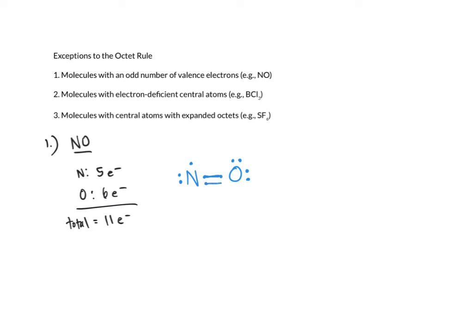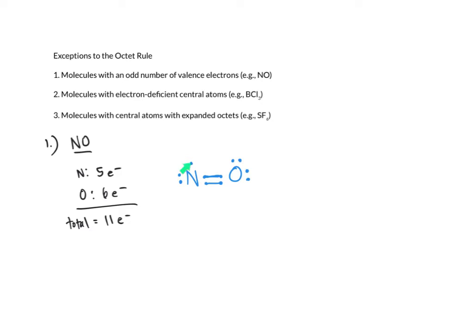double bond. But we'd see, even with this double bond in place, that the total number of electrons, while matching our electron budget, 1, 2, 3, 4, 5, 6, 7, 8, 9, 10, 11, still renders this molecule as a whole without an octet on our nitrogen.